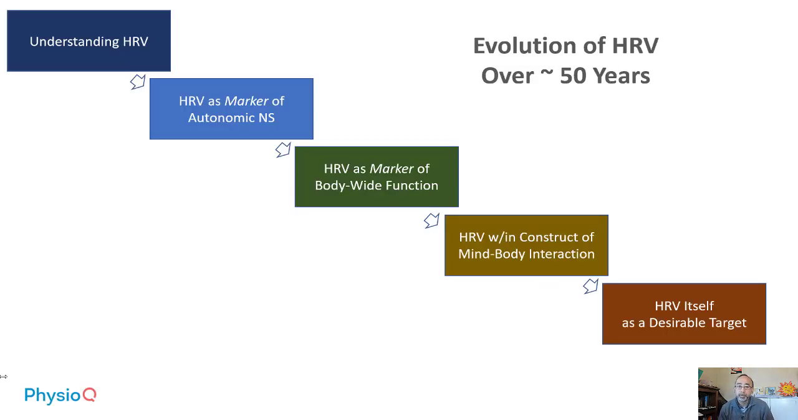As I mentioned in my first 2 talks in this series, this is the way I interpret how HRV has evolved over the past 50 years, and I've divided it into 5 stages. Understanding HRV, HRV as a marker of autonomic nervous system, HRV as a marker of body-wide function, HRV in the construct of mind-body interaction, and HRV itself as a desirable target. Why these categories have been divided accordingly will become clear when this talk series is over, but it reflects the evolution of our scientific approach to HRV, which has been strongly influenced by the prevailing scientific paradigm of the day.